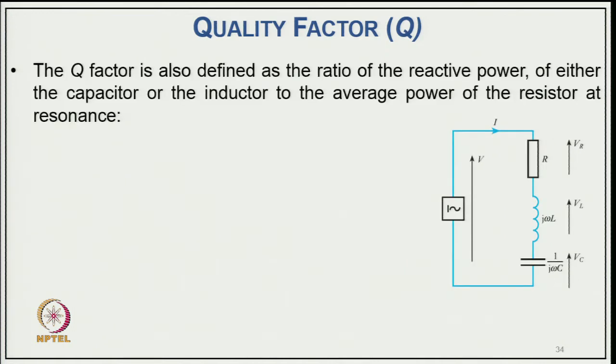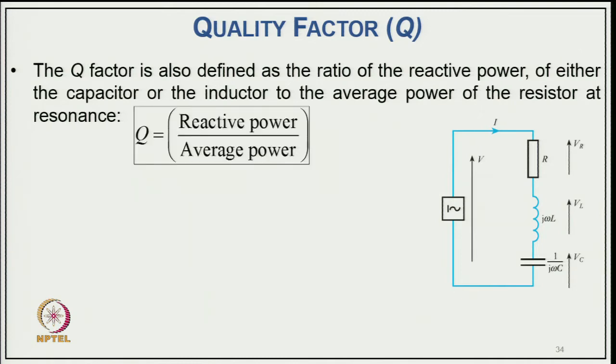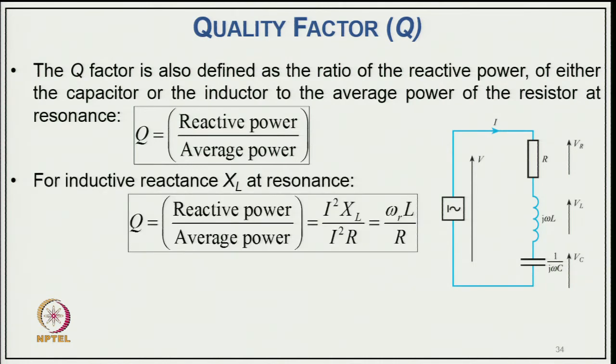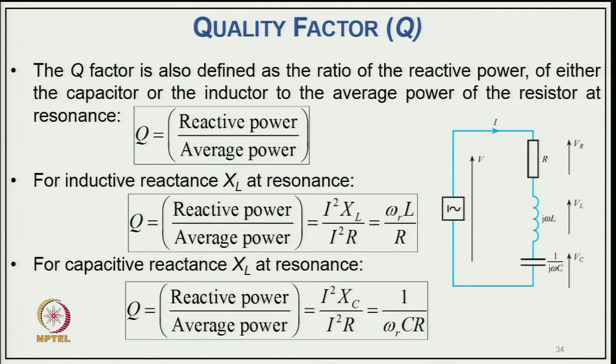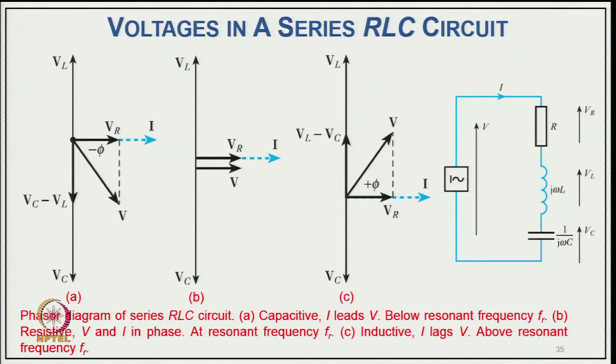The quality factor is also defined as the ratio of the reactive power of either the capacitor or the inductor to the average power of the resistor at resonance. So Q equals reactive power divided by average power. For the inductive reactance at resonance, Q equals I squared X_L upon I squared R, which is omega_R L upon R. And for the capacitive reactance X_C at resonance, Q equals reactive power divided by average power, that is I squared X_C upon I squared R, and that is 1 upon omega_R C R.